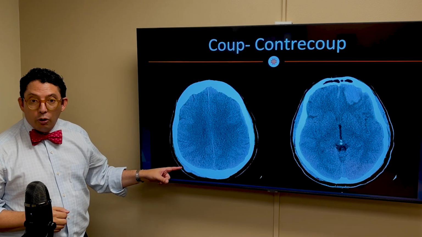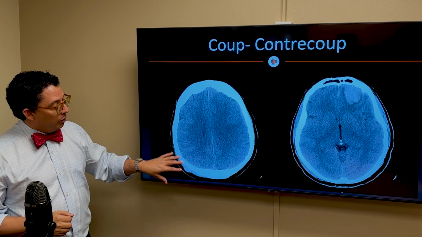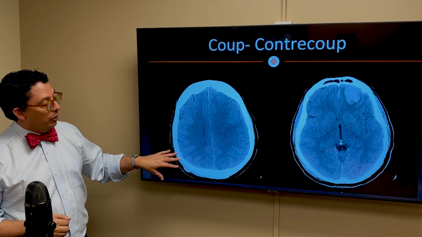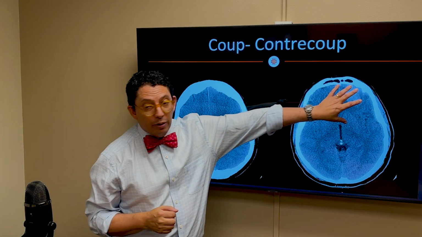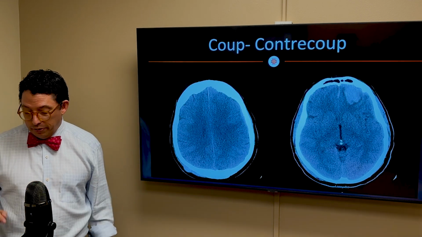Correct. Here in the coup. This is where it happened. So the coup region is the one that has the fracture and is associated with the epidural hematomas. The one with the parenchymal hematomas, which look much worse, is the contrecoup, which is on the opposite side.